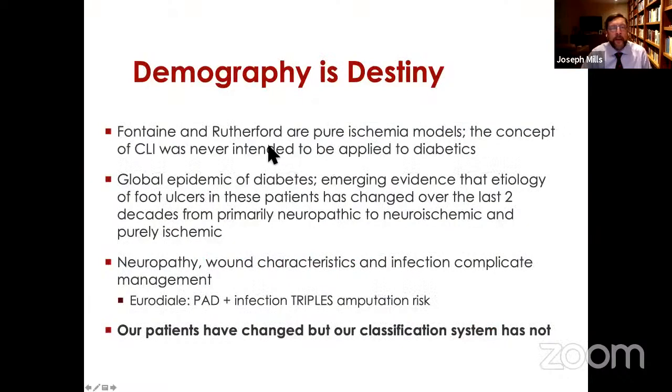So the problem was that Fontaine and Rutherford were pure ischemia models. They really weren't intended to be applied to diabetics, nor was the concept of critical limb ischemia meant to be applied to diabetics.